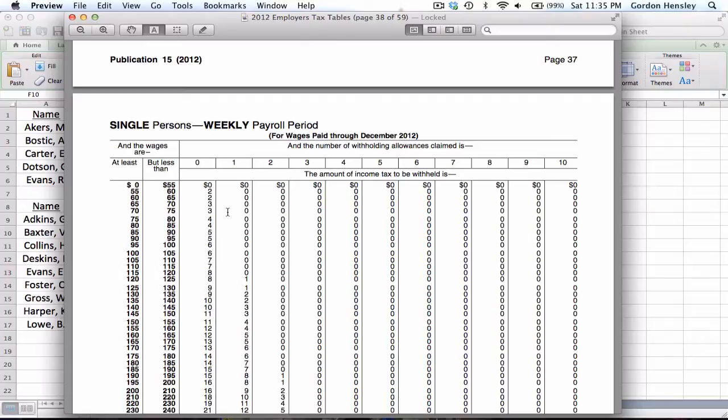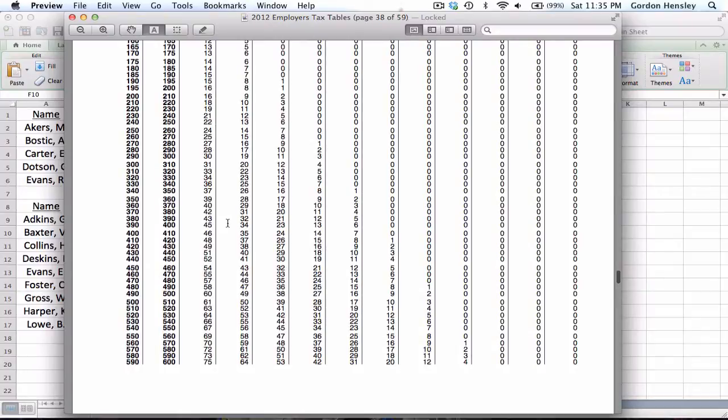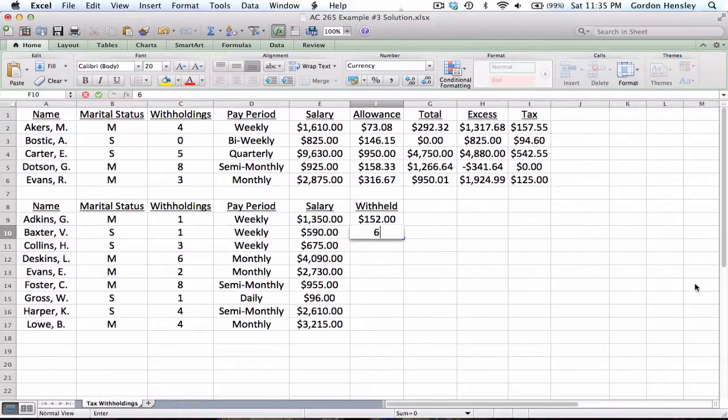And this person, it's $590 was their salary. So I want to go until I find $590, and it actually ends up being the very last thing on that table. $590 to $600, second column. The number that I see there is 64. So this person's withholding will be 64.